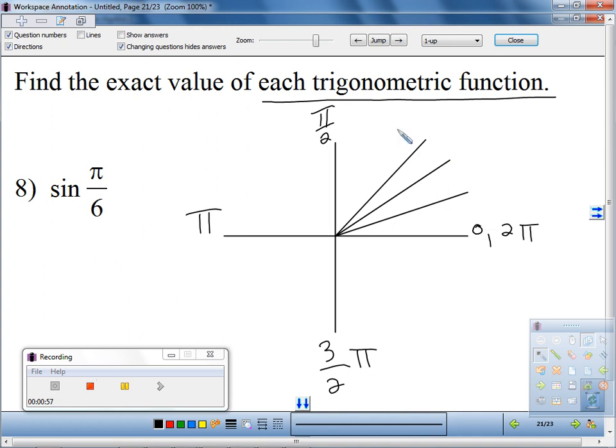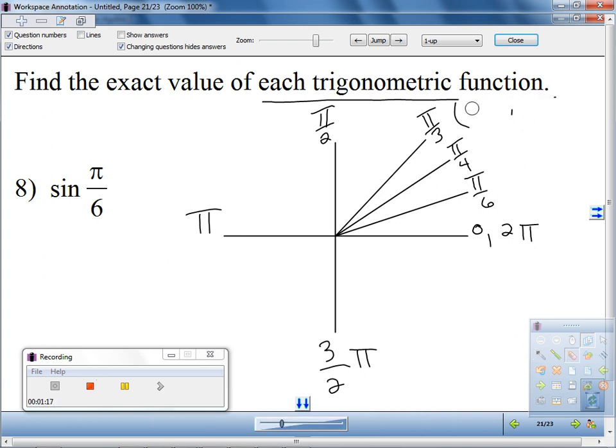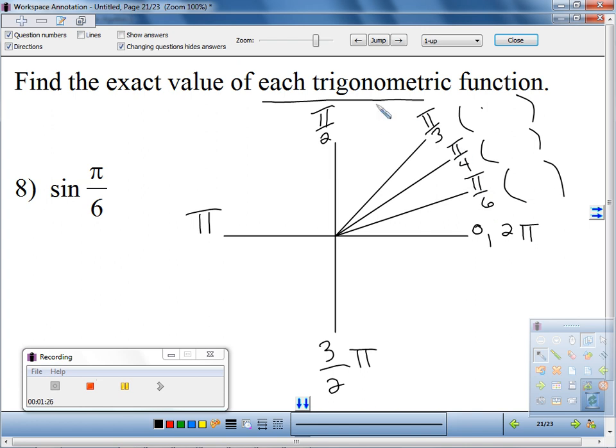Now, as we go here, I know that this is pi over 6, this is pi over 4, and this is pi over 3. Now, what I'm going to do is come up with my x and y coordinates here. And I'm going to show you a way to do this without having to memorize a bunch of stuff. And then we're going to take these and use them as reference angles for the other three quadrants. Alright, now I know pi over 3.